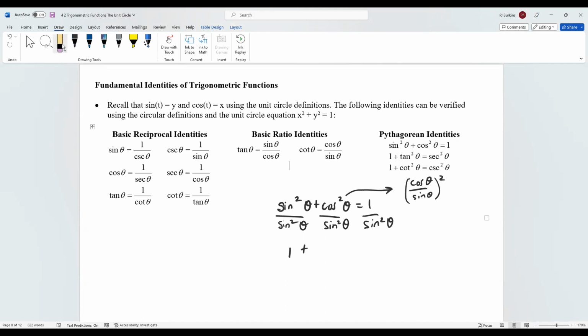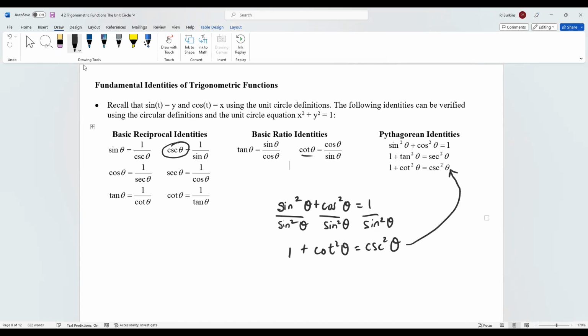And so what is cosine over sine? Well, if we look at the other identities here, cosine divided by sine is cotangent. So this is really cotangent squared. And 1 over sine, that's cosecant. So this must be cosecant squared. And if you look, that's the very last equation that's there.